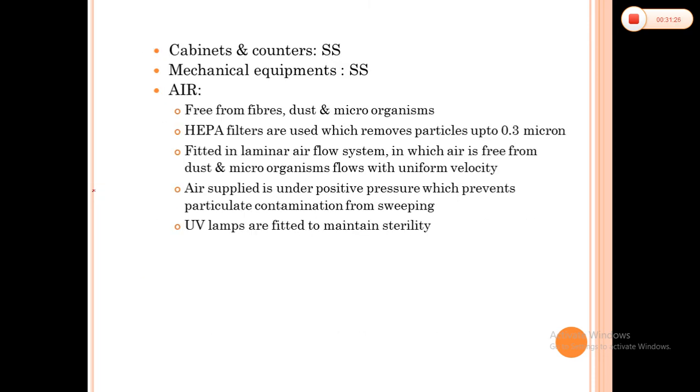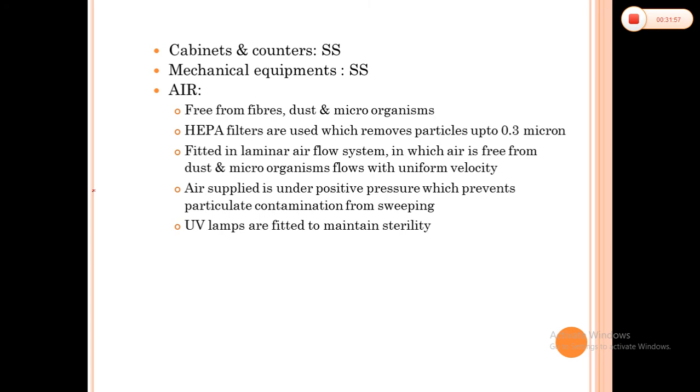Here the cabinets and the counters should be made with stainless steel, because stainless steel is not affected by any materials and is not corrosive also. Similarly, mechanical equipment, meaning your nozzles or whatever pumps we are using, should be prepared with the help of stainless steel. So it is the most commonly used material for the preparation of processing equipments and others in sterile formulations. Now the air sampling we have just discussed.